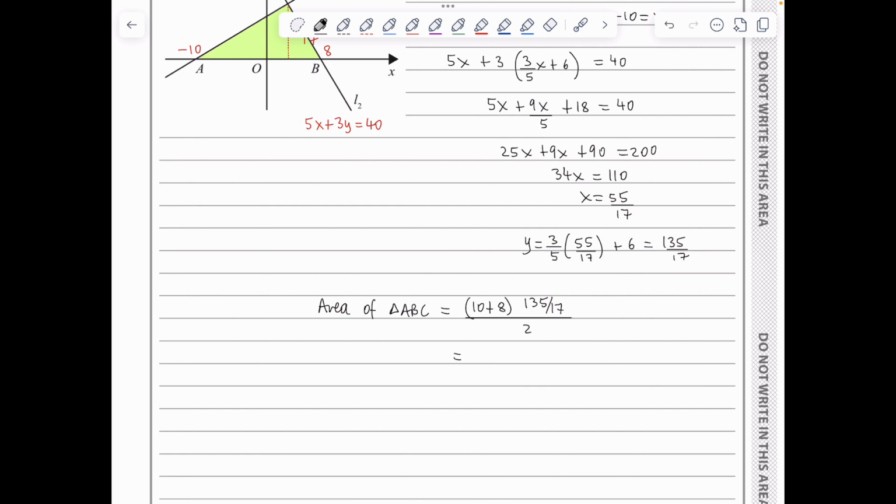This gives an answer of 1215 over 17 units squared for the area of the triangle.